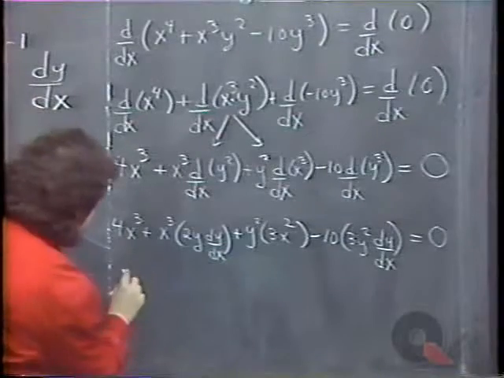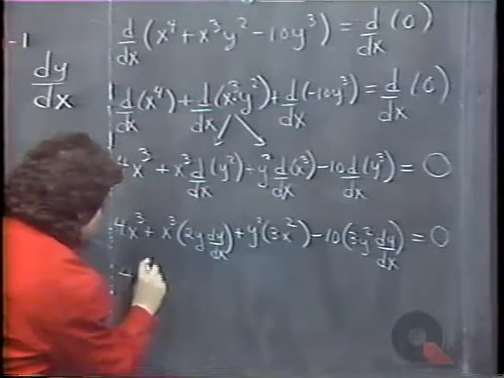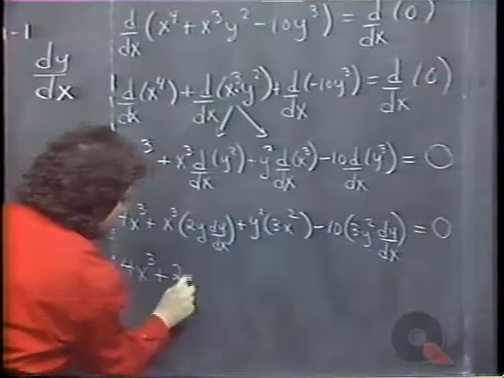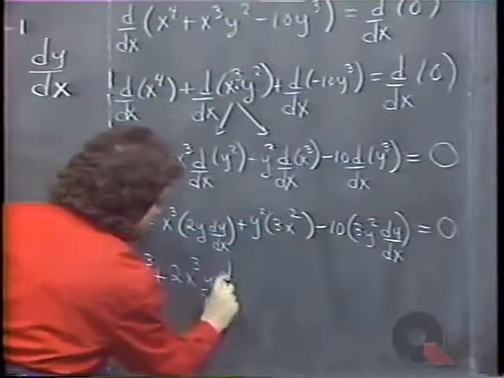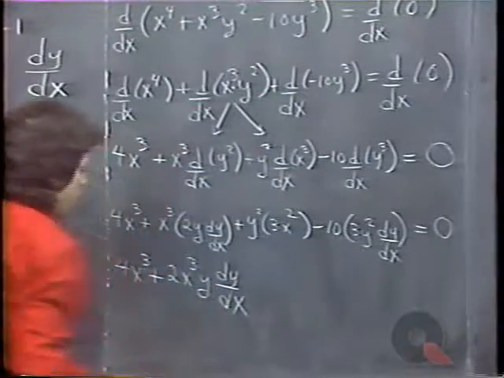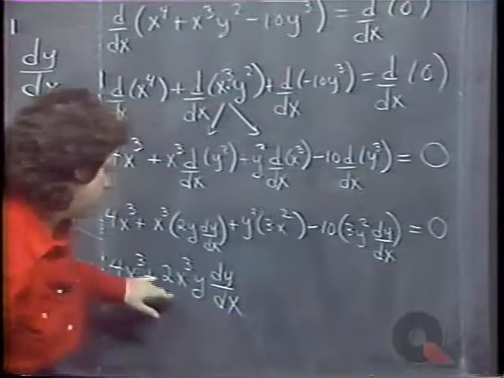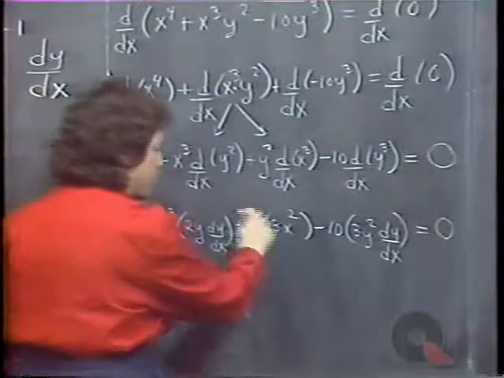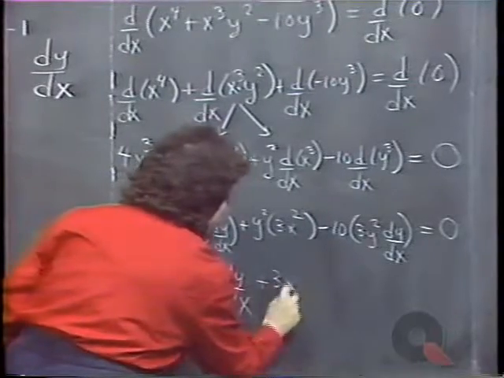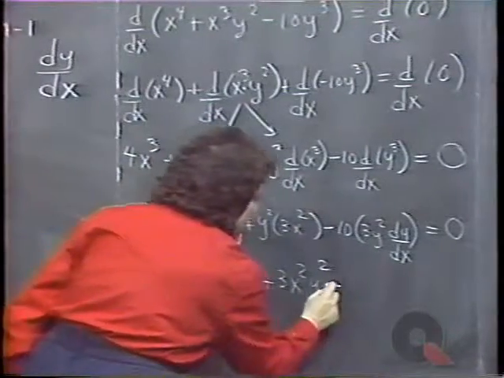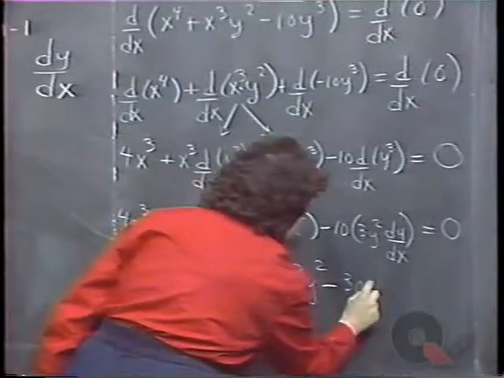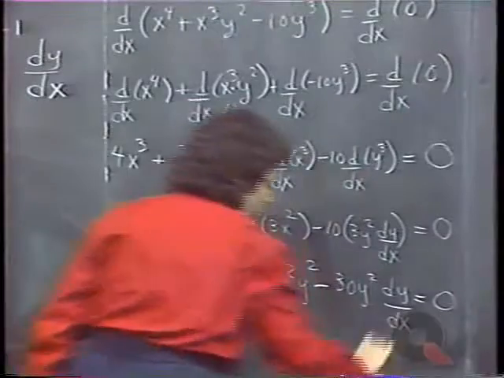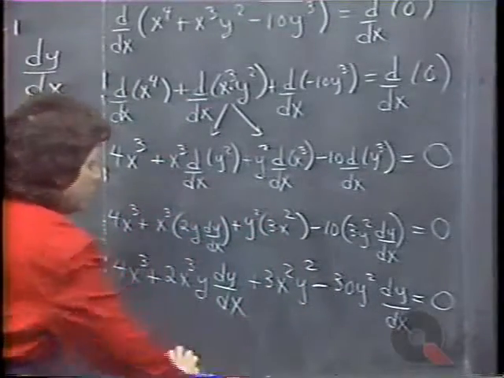Okay, let's rewrite this. We have 4x cubed plus 2x cubed y dy dx. It seems more convenient to put your constants first and then your variables in alphabetical order. So instead of y squared 3x squared, we'll write 3x squared y squared minus 30 y squared dy dx equals 0. Now, we want to solve for dy dx.